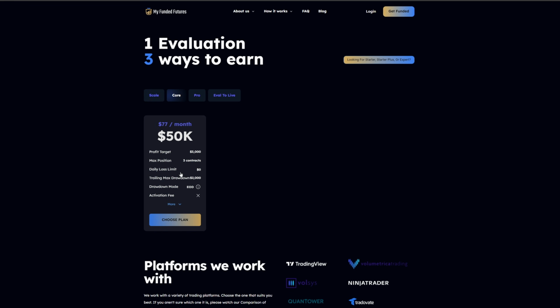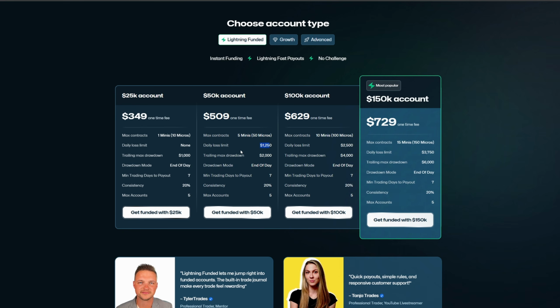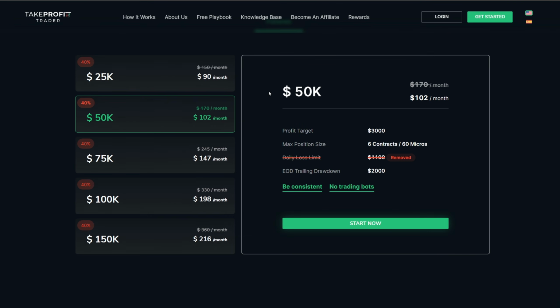And now there is no daily loss limit like they previously had. But you still might want to go ahead and set different risk parameters. Look, with My Funded Futures, we get $2,000 of drawdown. With Tradeify, we get $2,000 of drawdown. And if we come over and look at Take Profit Trader, we can also see $2,000 for your drawdown.